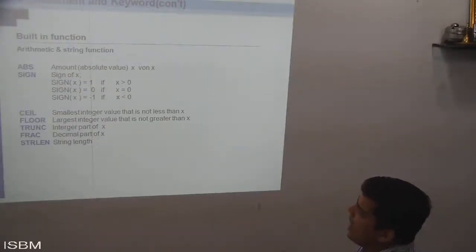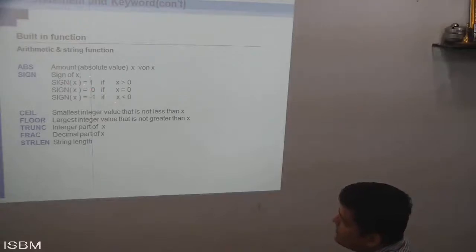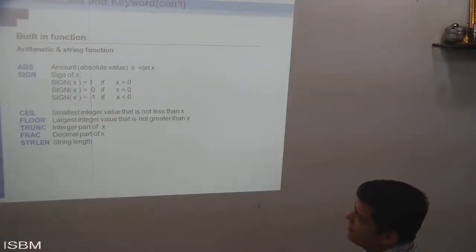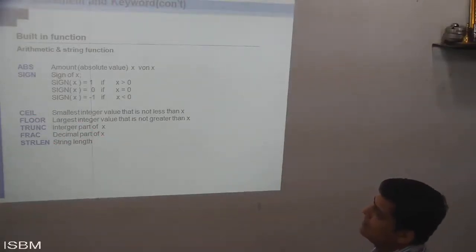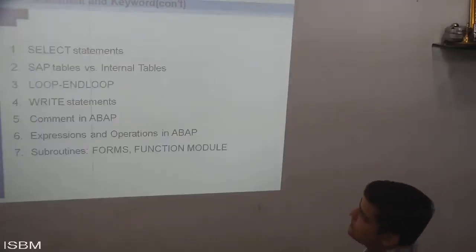Then built-in functions. Arithmetic built-in functions: ABS stands for the absolute value of x. SIGN gives the sign of x: 1 if x is greater than 0, 0 when x is equal to 0, and minus 1 when x is less than 0. CEIL is the smallest integer value that is not less than x. FLOOR is the largest integer value that is not greater than x. TRUNC is the integer part of x. FRAC is the decimal part of x. And string length, called STRLEN. These are some built-in functions.